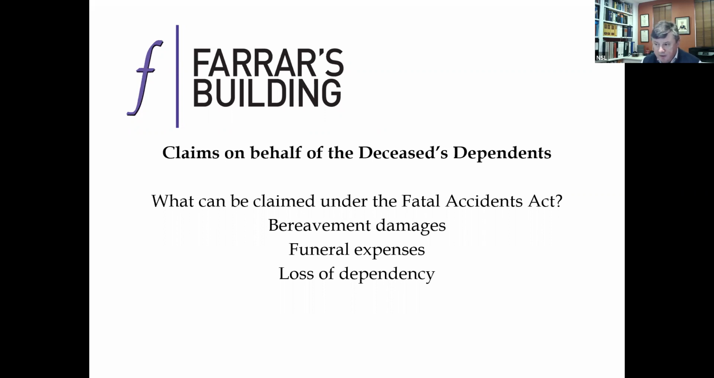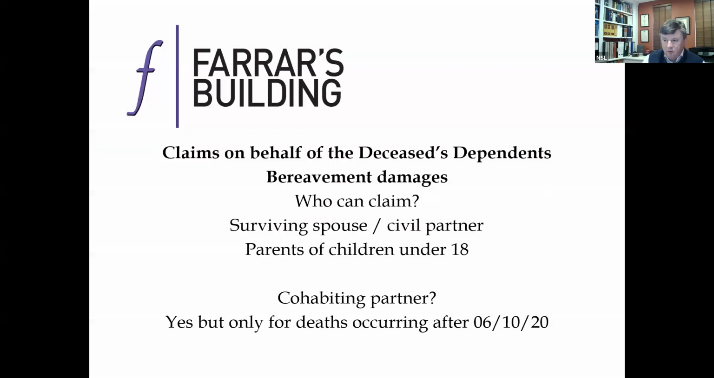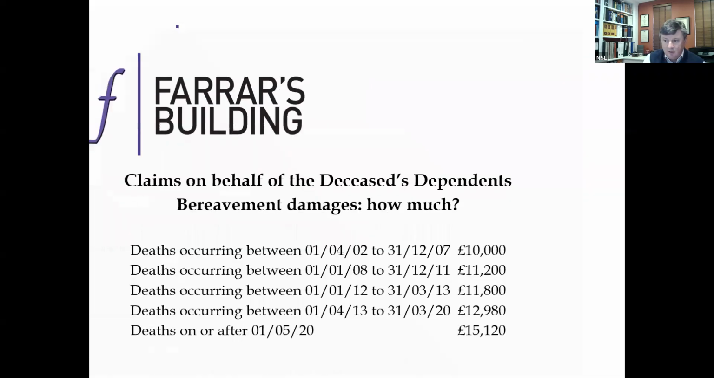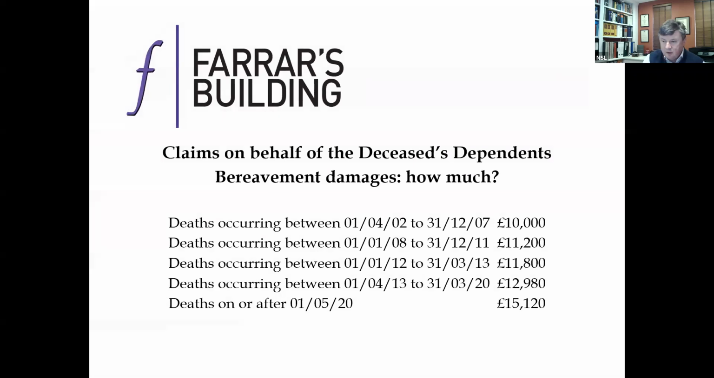Where there are 2 people entitled to claim bereavement damages, they don't each get an award, it's divided equally between them. In terms of what you get, as I said a moment ago, it's not a lot. This table will be on the handout that comes out. For deaths on or after the 1st of May this year, it's now up to £15,120, which does seem a paltry sum. And as I often had cause to comment in conferences, it's much cheaper to kill somebody in an accident than it is to injure them badly.